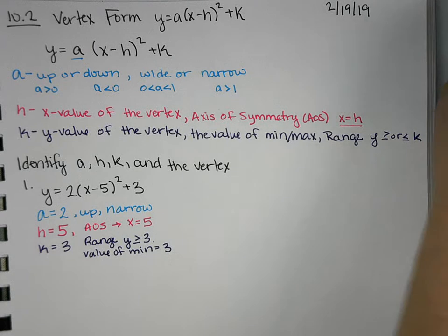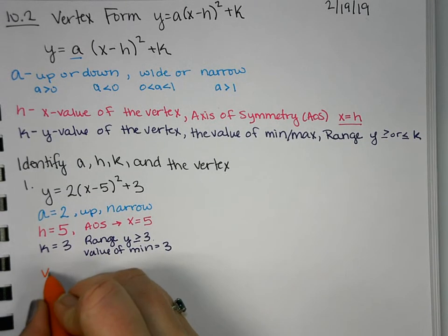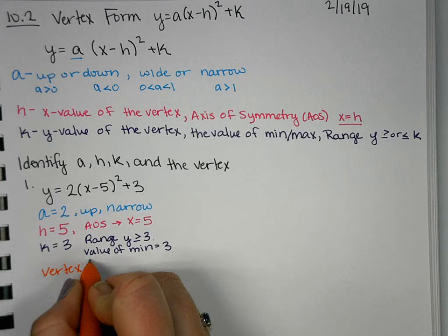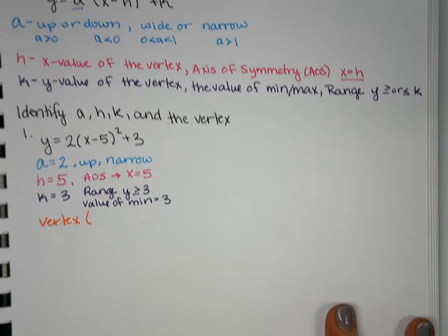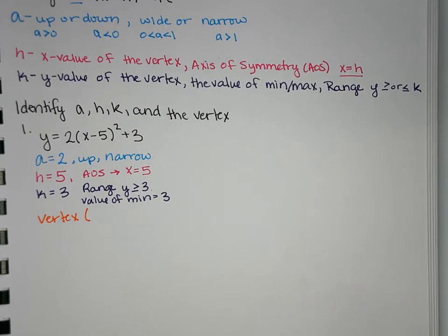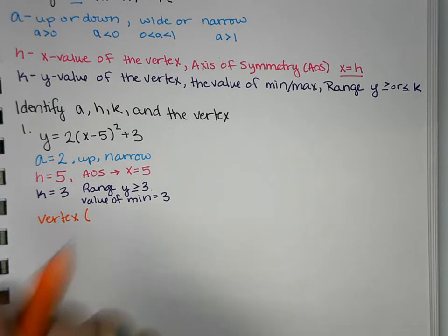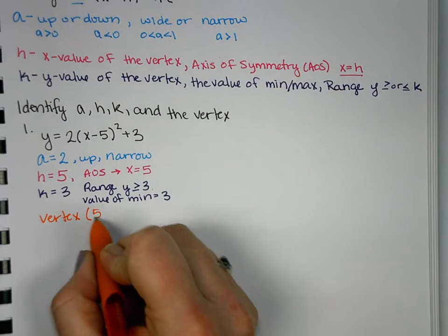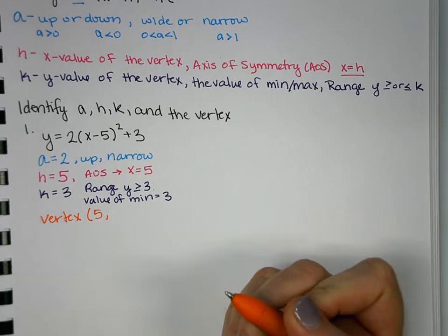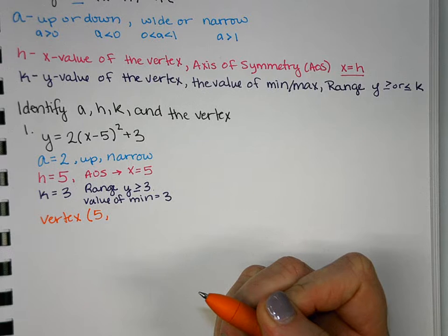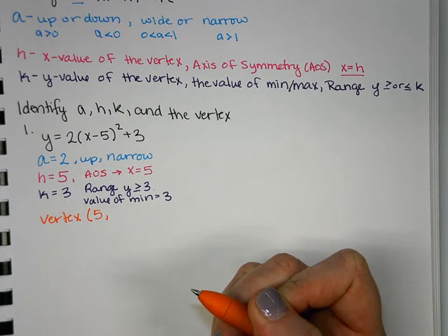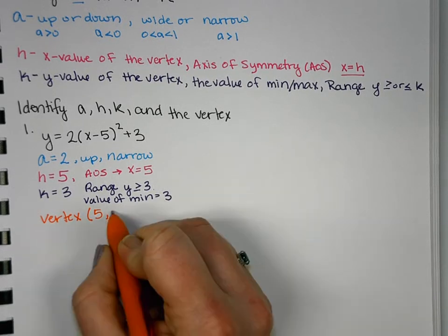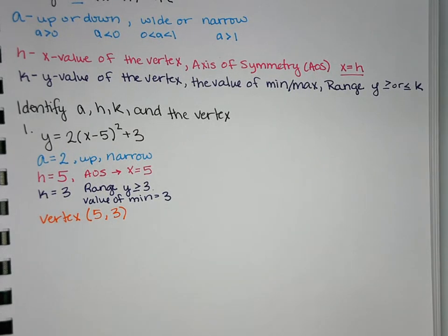And then lastly, what is the vertex? So what's the x value of the vertex? Which letter is the x value of the vertex? H is, so 5. And then what's the y value? What's the y value of the vertex? 3. So h and k are what tell you your vertex.